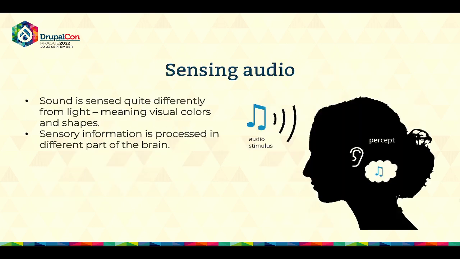And then another thing we can sense is audio. So that's a different way of sensing. Different nerves are involved, and it's also processed in a different part of our brain. But I'm not talking so much about audio in this presentation because of time. It's also a quite important thing because there are screen readers and stuff like that, and also videos. But we don't have time to talk about it now.